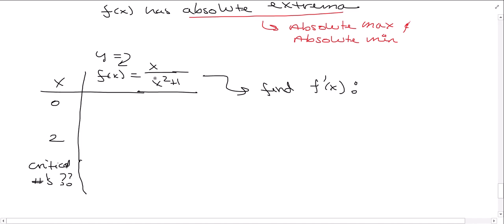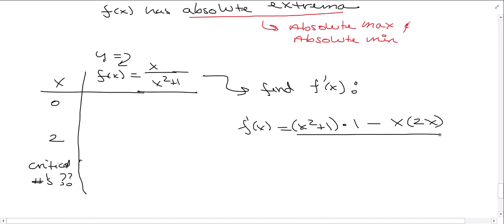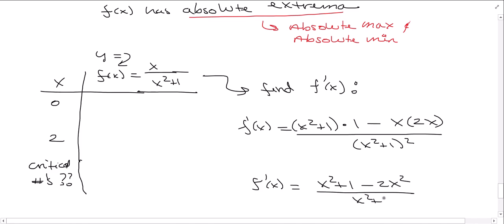So here I have a function with a numerator and a denominator, so I'm going to use the quotient rule. So f prime of x will be the bottom, x squared plus 1, times the derivative of the top, times 1, minus the top, x, times the derivative of the bottom, the derivative of x squared plus 1, which is 2x, all over the bottom squared. So f prime of x, simplify this, is x squared plus 1 minus 2x squared over (x squared plus 1) quantity squared.